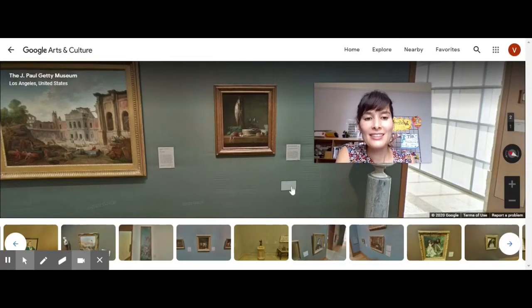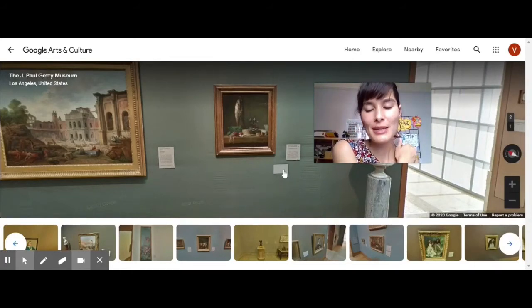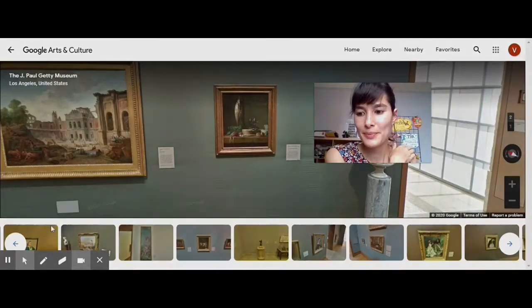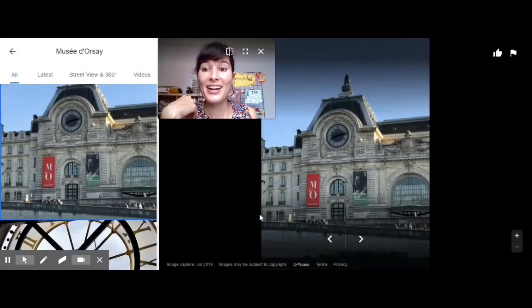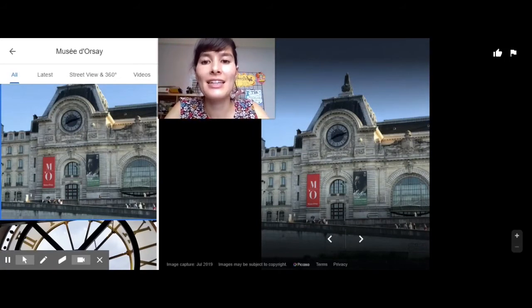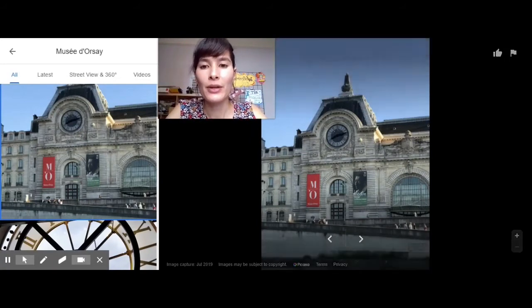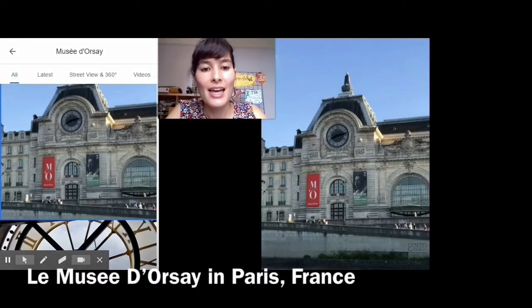We are gonna say goodbye to the Getty Museum and go to a different one now. All right, now we have left the United States even. We are now in France, in the city of Paris. We are going to visit the Musée d'Orsay.